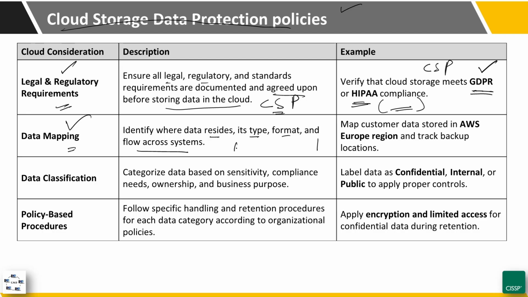And for redundancy, the cloud provider may replicate data from one physical location to another. So you must know how your data flows between these different regions and systems, so that if your data is sensitive and has certain rules and regulations to comply with, you know about all these things. So for mapping customer data stored in the AWS EU Europe region, track the backup location: if your data resides in the EU region, how is the backup taken and where is the backup location, because most of the time the backup location is not the same location.